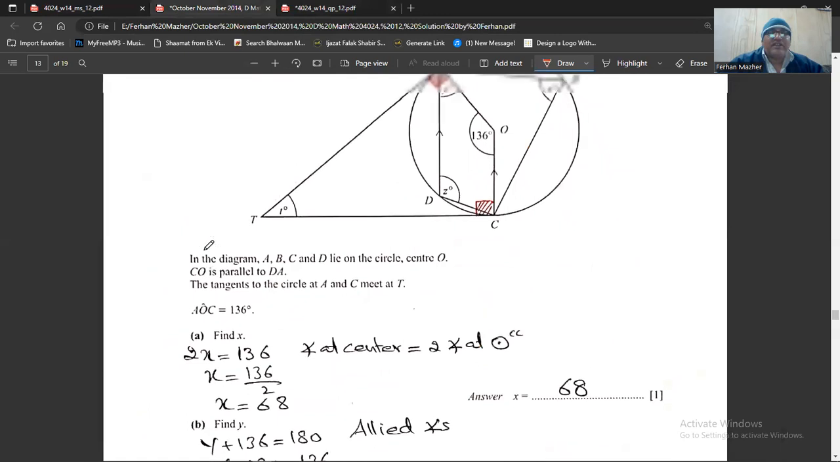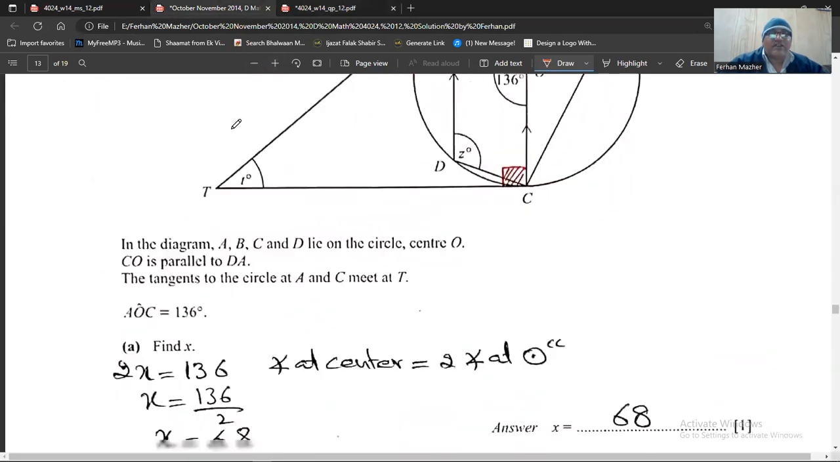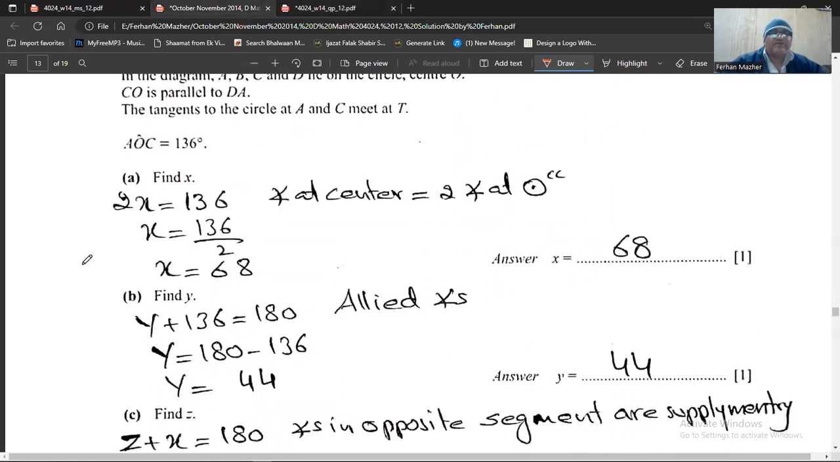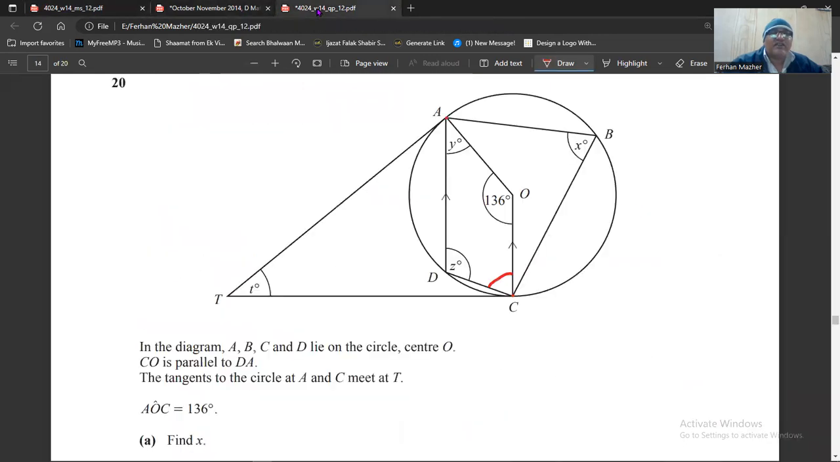The central angle is 2 times the x. So 2 times x equals 136. The reason is the angle at the center is 2 times the angle at the circumference. So x will be equal to 136 divided by 2, so x will be 68. So the x value is 68. Our answer is right.